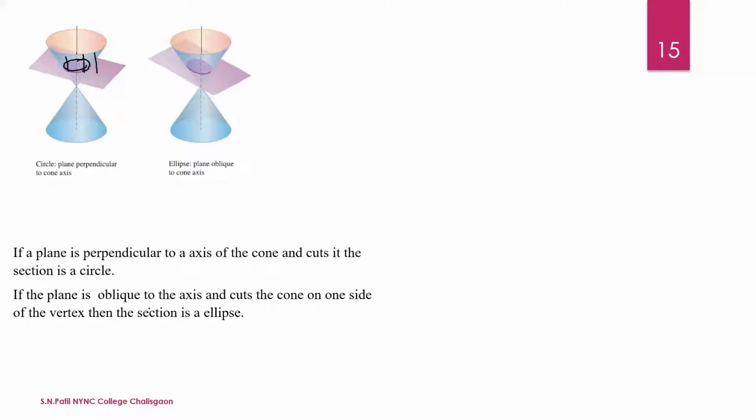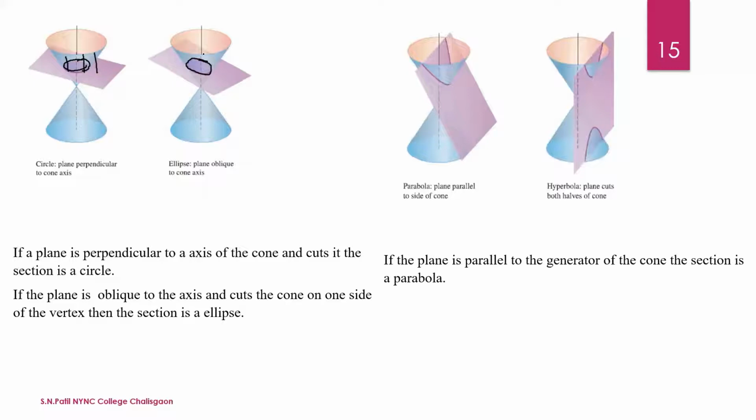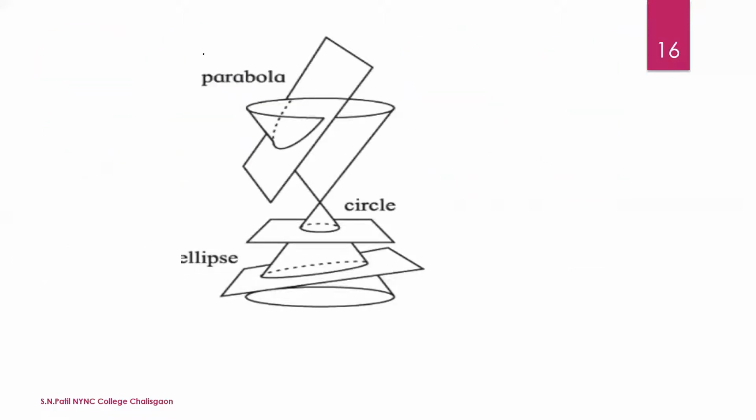Second, if the plane is oblique to the axis, this is oblique, cutting the cone on one side of the vertex, then the section is an ellipse. So this is an ellipse. Next, if the plane is parallel to the generator of the cone, the section is a parabola. And if the plane is parallel to the axis of the cone, then the section is a hyperbola. Okay, so these are the different parts of the conic. Now next, this is the diagram: parabola, circle, ellipse.